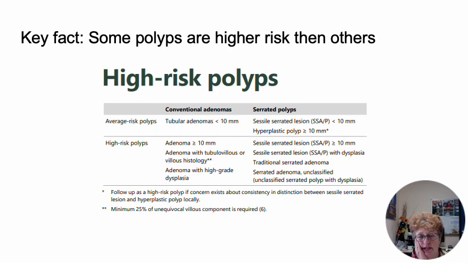So anything that's larger than 10 millimeters, or anything that has a villous histology, or anything that has high-grade dysplasia is a high-risk polyp. And then the serrated polyps, anything big or anything with any dysplasia, are high risk. So your surgeon will know that. The New Zealand Familial GI Cancer Service will know that. Now you know that. So try and remember 10 millimeters, villous, high-grade dysplasia, or any sessile serrated lesion with dysplasia is a high-risk lesion.